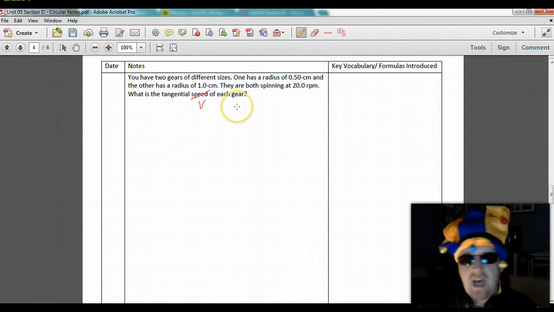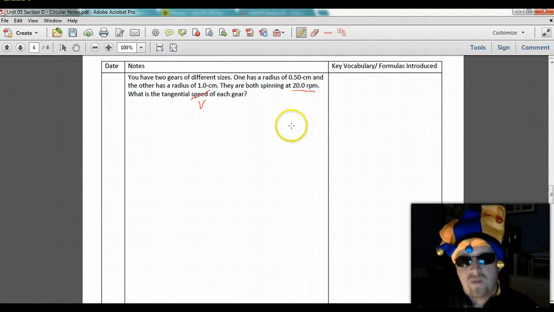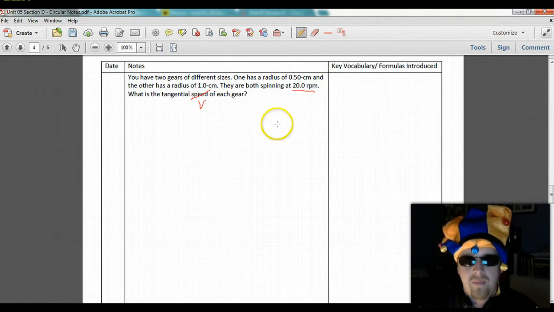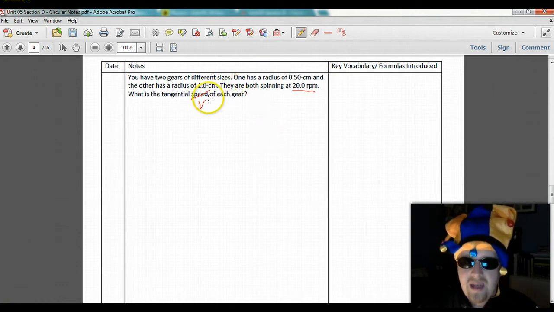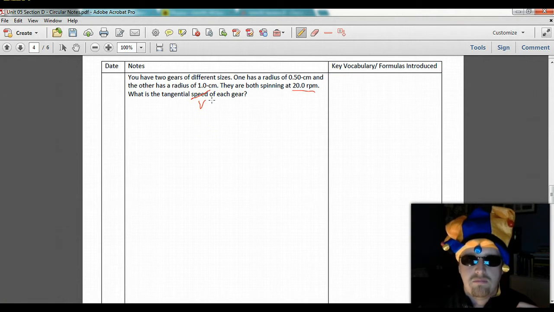Rotational velocity is not dependent upon radius. Therefore, they both can spin with the same rotational velocity. However, the tangential velocity for both of them is dependent upon radius, and we see the radii are different. So we can automatically assume that the tangential velocities will be different. And from our previous example, we know that the one with the larger radius will have the faster tangential velocity.